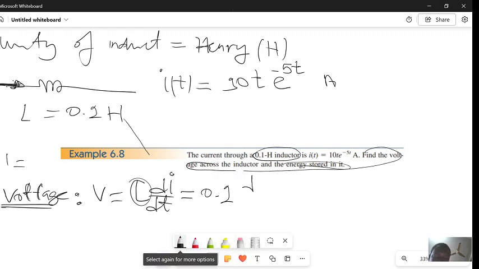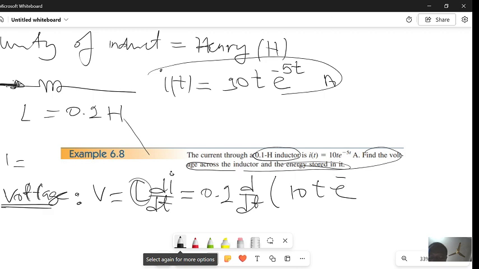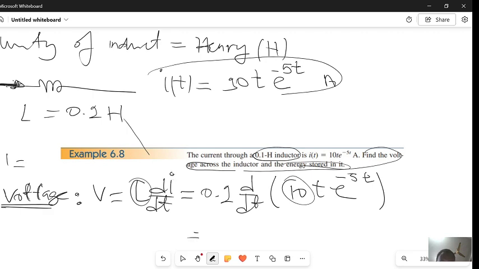I'm going to take the derivative with respect to t of the current I, which gives me 10t exponential minus 5t. Now this 10 is a constant, so I can bring it outside. 10 multiplied by 0.1 is going to be 1. So I will have 1 here, times the derivative with respect to t of t exponential minus 5t.